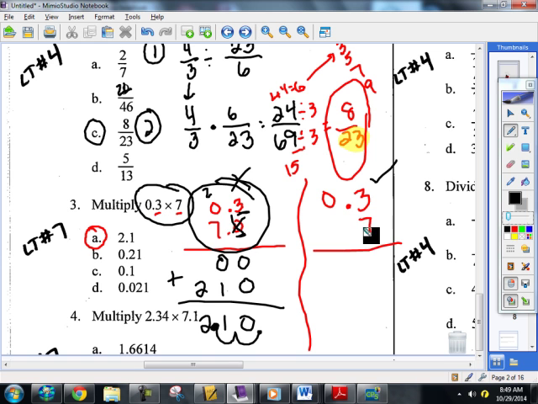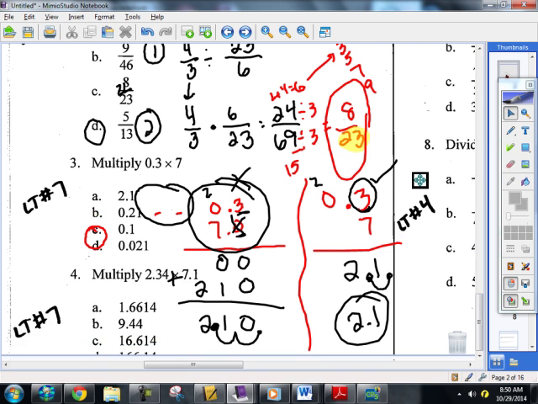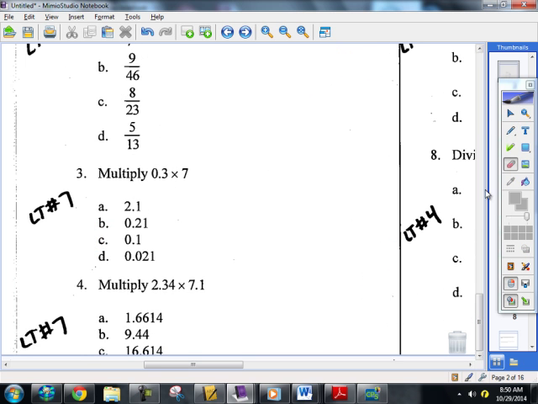That's why it makes a lot more sense to do it this way. Never line up your decimals when you are multiplying decimals. Okay? 7 times 3 is 21. 7 times 0 is 0. Plus 2 would be 21. How many numbers to the right of the decimal did I have? 1. So therefore my decimal goes one place that way. It's going to be 2.1. Okay? Everybody got it? Do not line up your decimals when you're doing multiplication. Okay? The next one here is going to be also learning target number 7.